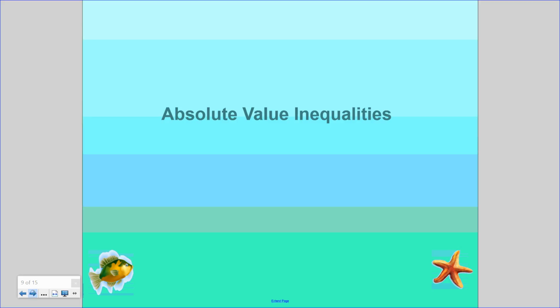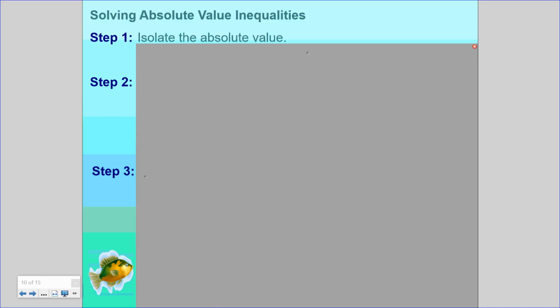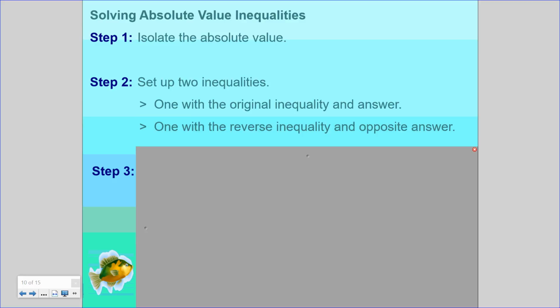All right, let's take a look at absolute value inequalities, which you'll see have many similarities to absolute value equations. So to solve absolute value inequalities, we do the same thing we did with equations, where we isolate the absolute value bars. Step 2 is a slight difference. You still set up 2 inequalities and get rid of your absolute value bars.